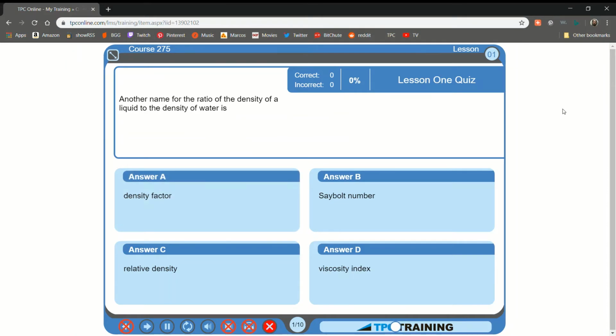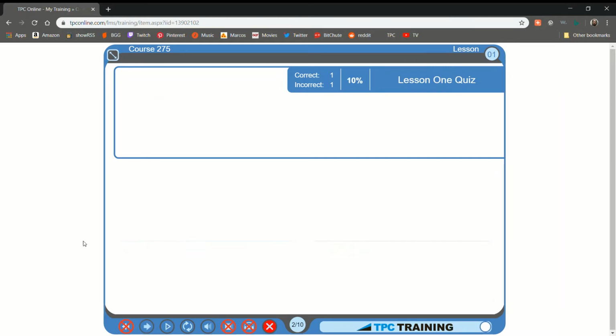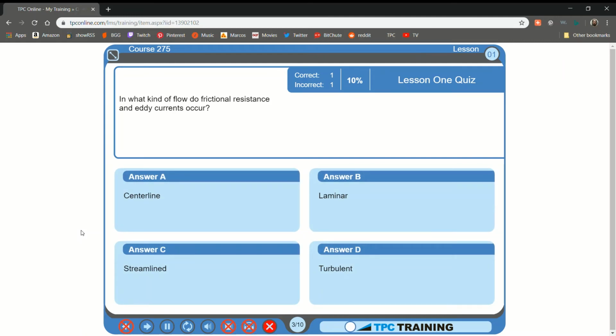A, density factor, B, Seybolt number, C, relative density, D, viscosity. That is incorrect. The resistance of a fluid to movement or flow is its A, buoyancy, B, cohesion, C, compressibility, D, viscosity. That is correct. In what kind of flow do frictional resistance and eddy currents occur? A, centerline. That is correct.